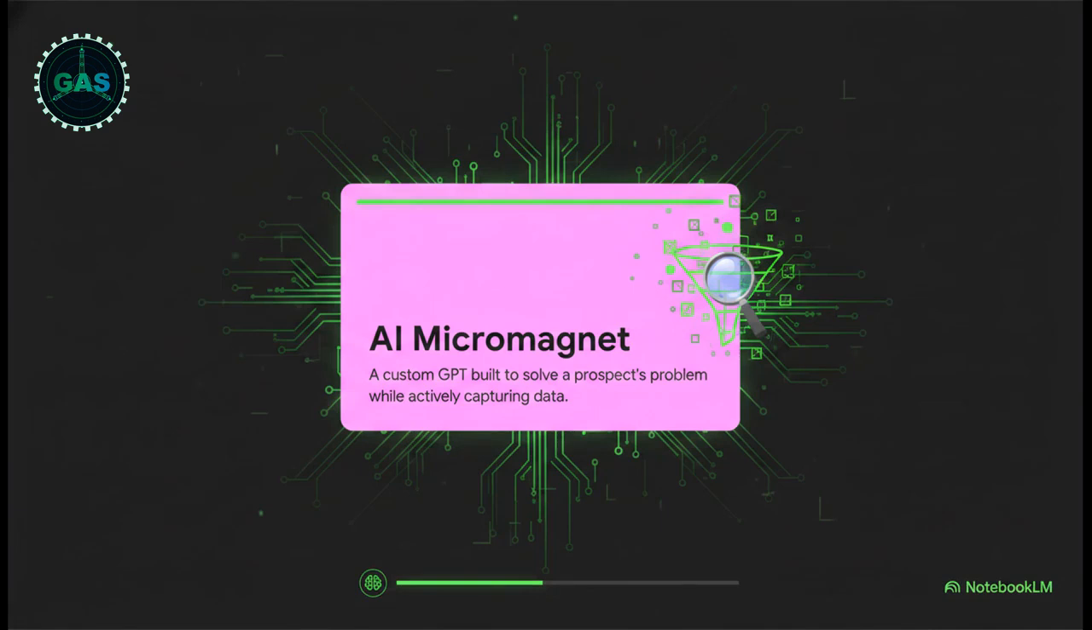A really advanced tactic for building this gravity is the AI micromagnet. Basically, we are replacing the static, outdated PDF lead magnet with interactive custom GPTs. An AI micromagnet is specifically engineered to solve a real problem for your prospect while actively capturing their data in the background. It seamlessly funnels users from getting massive free value straight toward your core paid services.